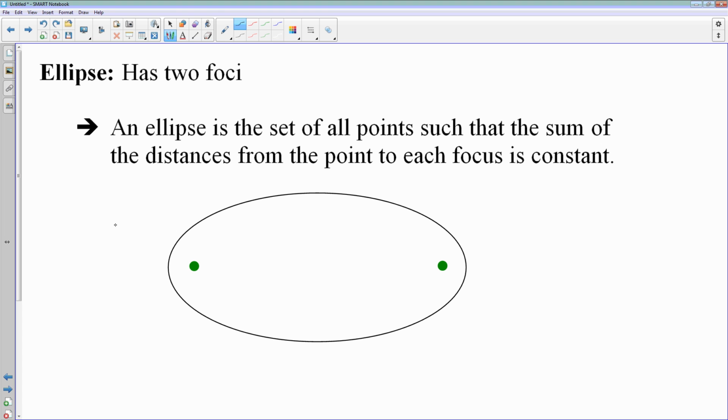Things to know about the ellipse is first it has two foci. I pronounce it foci. A lot of people pronounce it foci. I looked it up and apparently both of them are acceptable, but I'm going to say foci because I like that better. Deal with it.